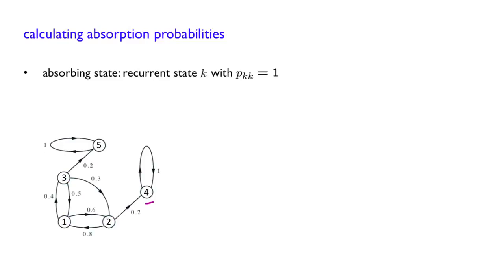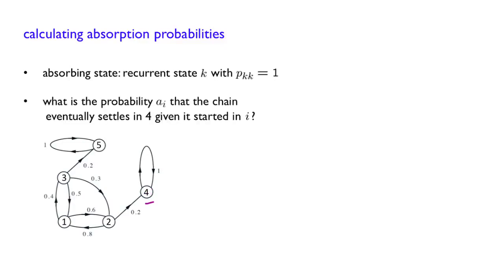Let us be systematic then. Let us consider all possible probabilities to end up in 4 depending on the initial state. So let us ask this question. What is the probability a_i that the chain eventually settles in 4 given that it started in i? So in other words, a_i is the probability that you end up in 4 given that you started in i. Now the answer to that question is very easy for some cases. If you start in 4, the probability that you end up in 4 is 1. And if you start in 5, the probability that you end up in 4 is 0. There is no way that you can go from 5 to 4.